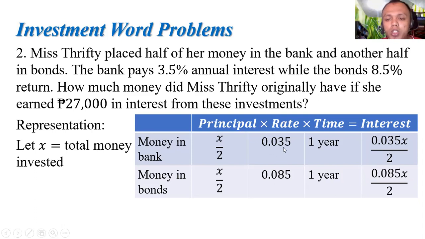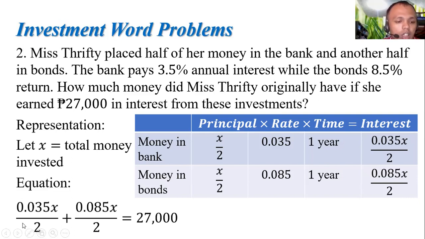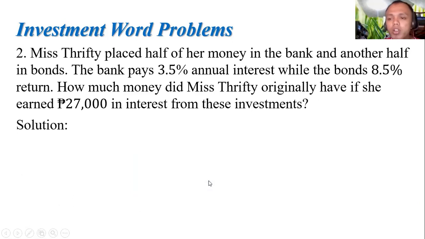And then yung rate is 0.035 for bank, and then for bonds naman 0.085. Yung time, annually, kaya 1 year. Now, if we multiply X over by 2 times 0.035 times 1, is 0.035x over by 2. Dito naman, for interest, x over by 2 times 0.085 times 1 is 0.085x over by 2. Now, what is the equation? Ito yung equation natin. Kasi ito yung interest ng bank, ito yung interest ng bond, ito naman yung total nila, 27,000. Now, solve for x here.